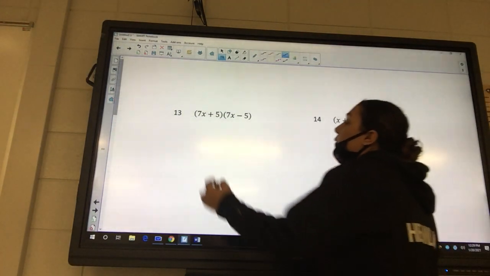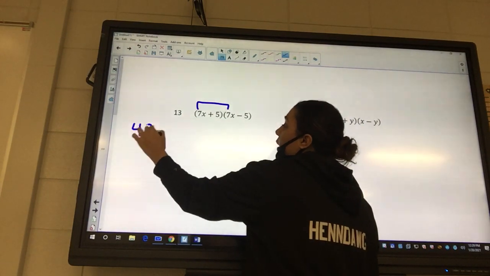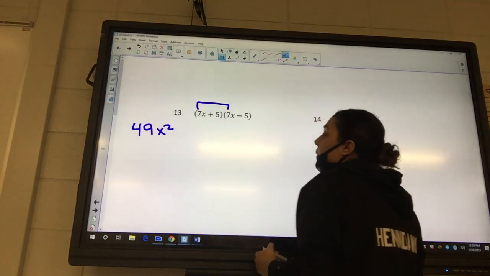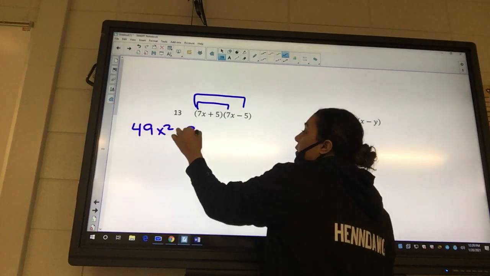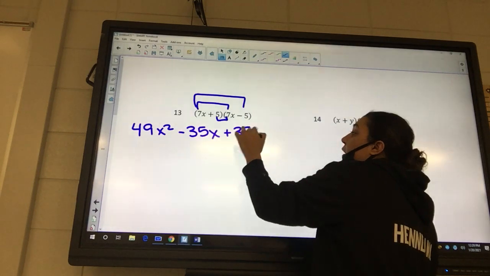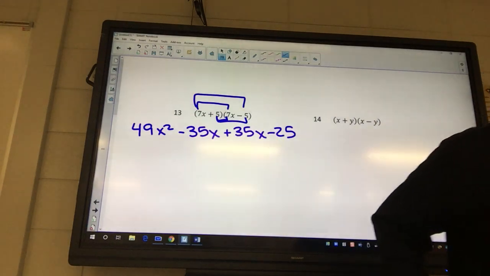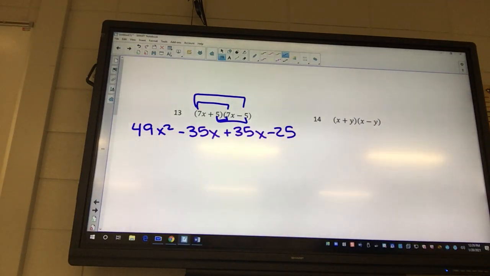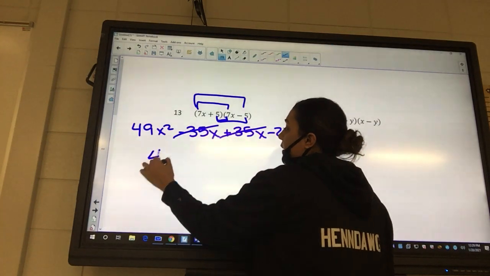Okay, so this is another FOIL one. So we multiply the first, so 7 times 7 is 49, and I have 2 x's, so x squared. The outer, 7 times negative 5 is going to be negative 35x. The inner is going to be plus 35x. And the last is going to be minus 25. In this case, same thing, the middle ones still happen to cancel. I have a positive 35 and a negative 35.